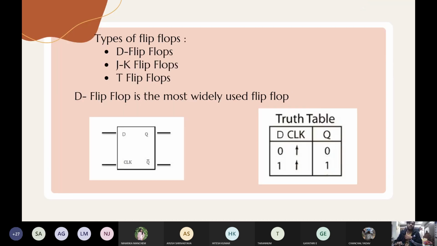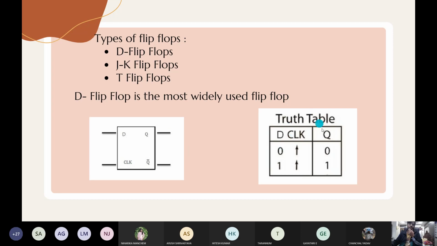So, types of flip-flops. There are basically three types of flip-flops: D, JK, and T. The D flip-flop is the most widely used flip-flop. In the bottom left corner, you can see the diagram of a D flip-flop. On the left side, this is the D input and this is the clock input. And here are the Q output signal and the Q bar signal.